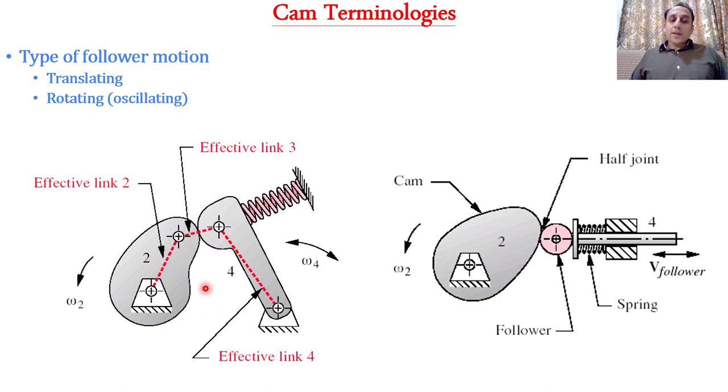In this cam follower mechanism, what is happening? The follower is basically in rotational motion, whereas on the right side, the follower is in translatory motion. So that is the first classification of the cam follower mechanism, and that is on the basis of the type of follower motion, whether the follower is in rotary motion or in translatory motion.